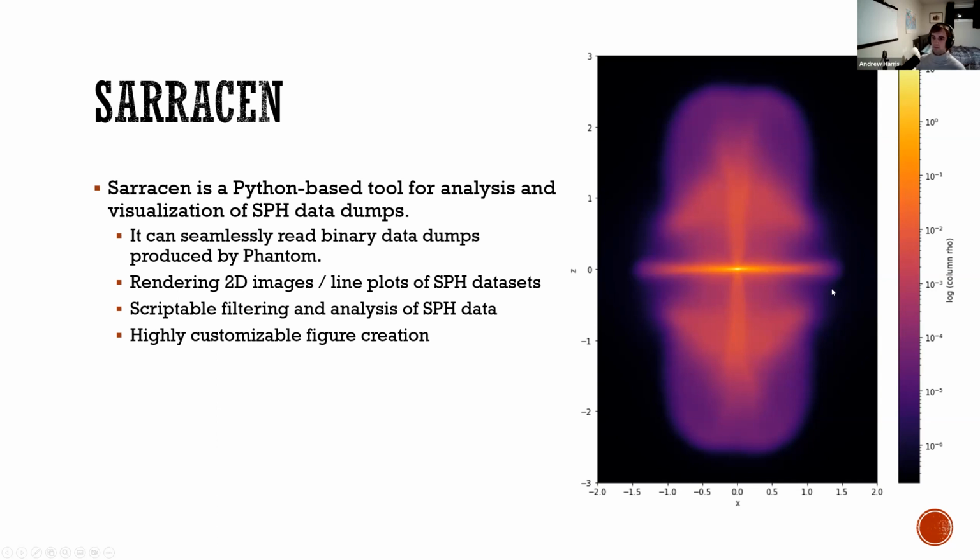So it's capable of doing interpolation for line plots or 2D images. And as well, it can also do very easy scriptable filtering and analysis of data. So you can create derived values, or if you want to only render particles with certain properties and such, it's all very customizable. Like this figure that's here, you can change all the labels, you can set titles, change color schemes, and do a lot of very complicated things.